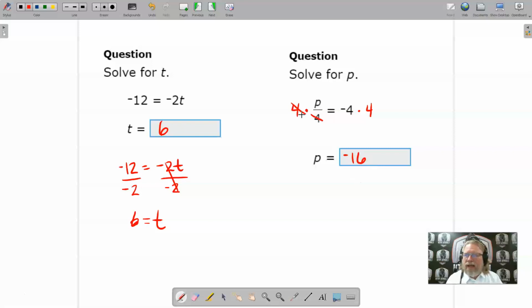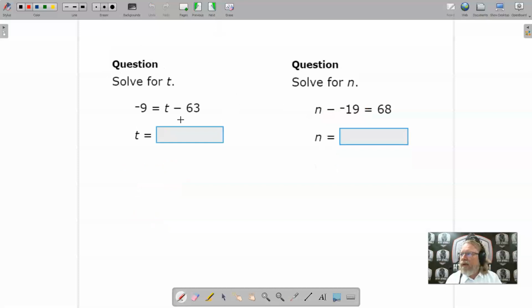If you're wondering how these cancel, go back and check out the video for solving one-step equations using multiplication and division. You kind of get an idea. There I explain why those 4s are canceling each other.